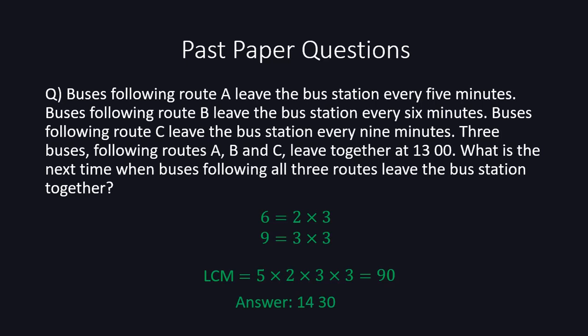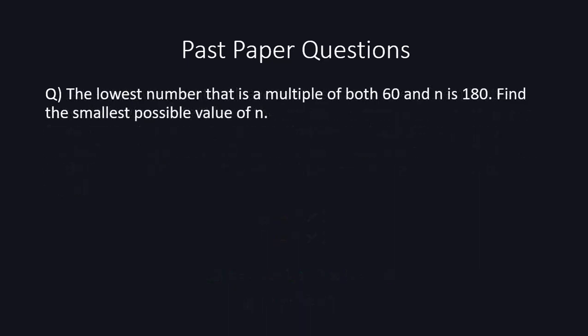Moving on, let's have a look at another question. The question says, the lowest number that is a multiple of both 60 and n is 180. Find the smallest possible value of n. So this is a peculiar question, because in this question we have not been asked to find out the least common multiple. Instead, we have already been provided with the least common multiple, and we have to find out one of the numbers in the group.